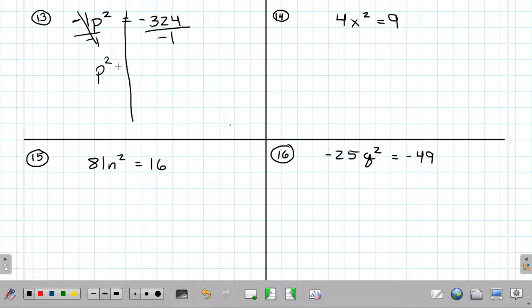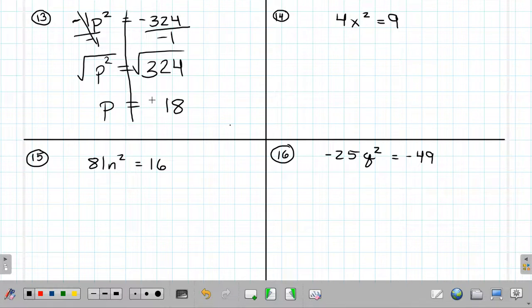So we get p squared is equal to negative over negative, which is a positive. 324 over 1 is just positive 324. So as always, the last step is square root. So we get p is equal to the square root of 324. Another kind of tough one here. It's hard to think about, but it's actually 18. But then like I said, with these being equations, both positive and negative 18 work.